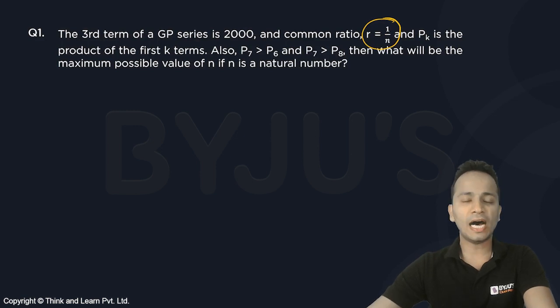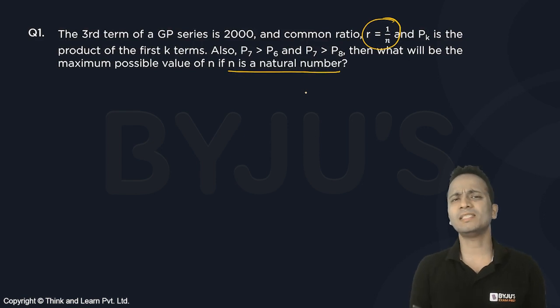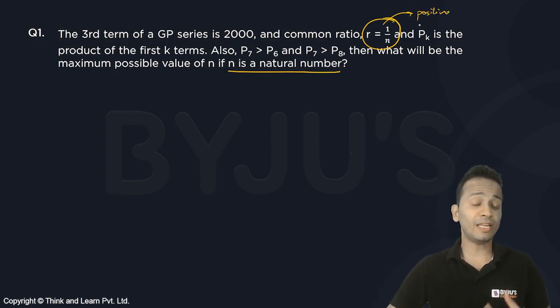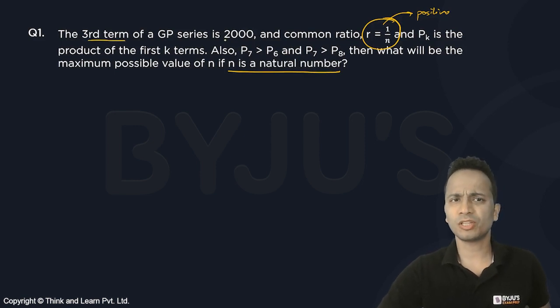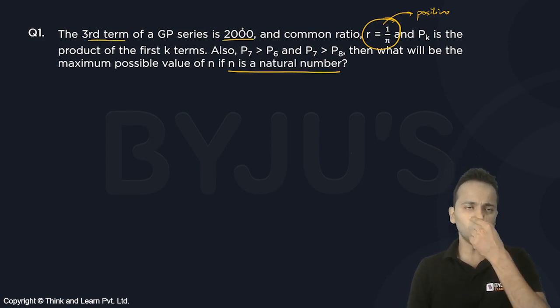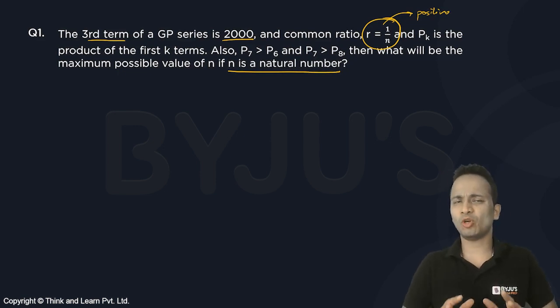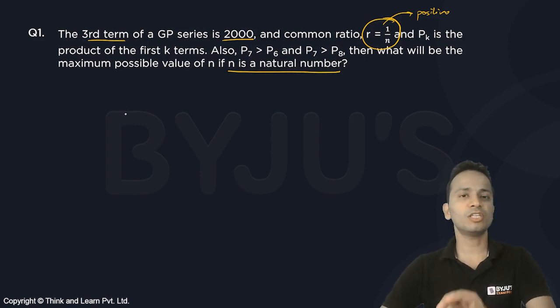So common ratio R is given as 1 upon n, where n is a natural number. Now, n being a natural number, R is equal to 1 upon n. So I can say that the value of R will always be positive. Okay. So if the value of R is positive and the third term is given as 2000, the third term is positive and the common ratio is also always positive. Then I can say that every term of this geometric progression will be a positive number. Okay. It will be a natural number or not, I'm not bothered about that, but it is important that every term will be positive for this geometric progression.